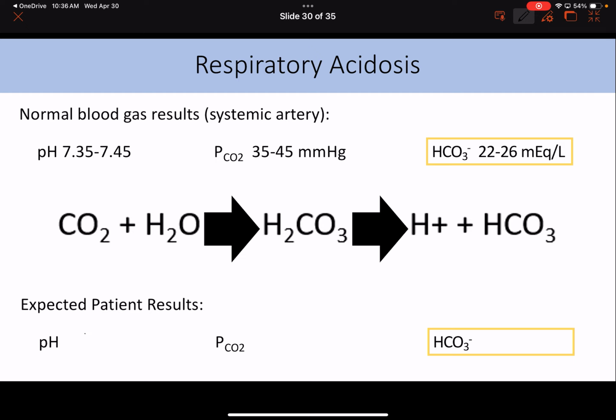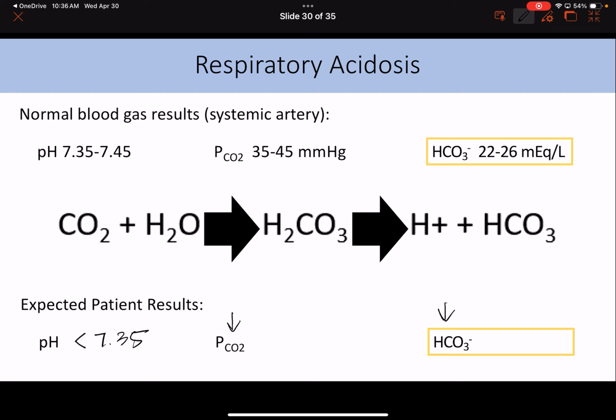Less than 7.35, if we are in acidosis. Now, one thing I'm going to say here: if it's a respiratory issue, you're going to see CO2 out of range, okay? And bicarbonate should be normal. If it's a metabolic issue, then you're going to see bicarbonate out of range. That's how you're going to know whether it's respiratory acidosis or alkalosis or metabolic acidosis or alkalosis.